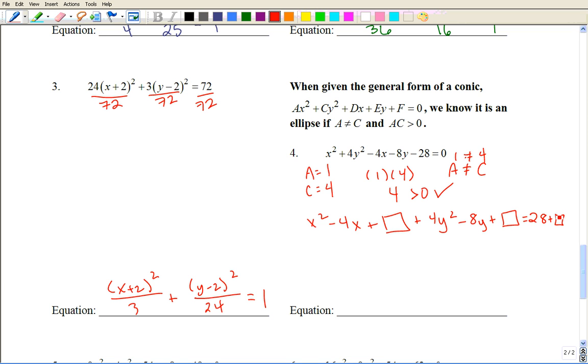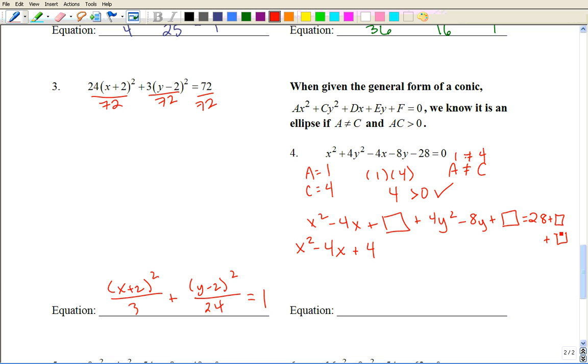And here I'm going to have to add 2 separate things. I ran out of room, so I'm going to put it right there. Okay. Well, in this first part, I can go ahead and factor that, or complete the square. So I have x squared minus 4x. Negative 4 divided by 2 squared is 4. I'm going to add a 4 right there.